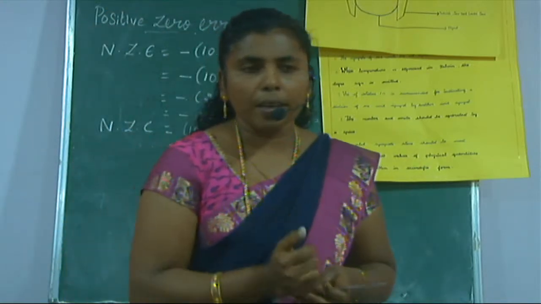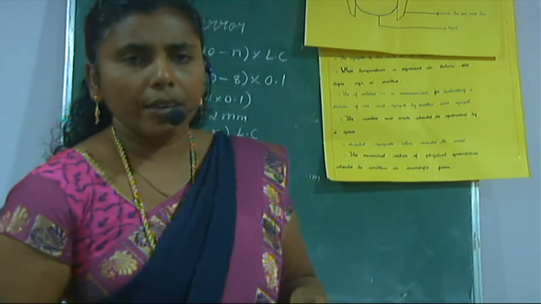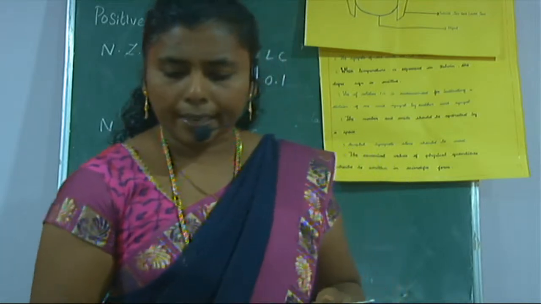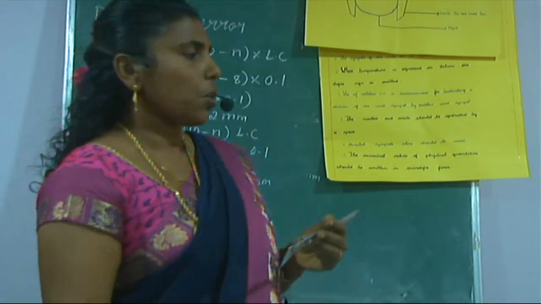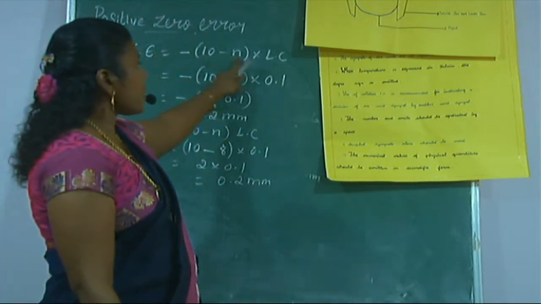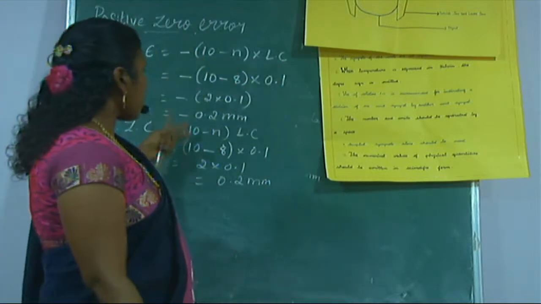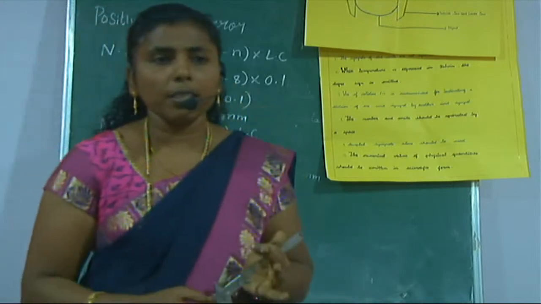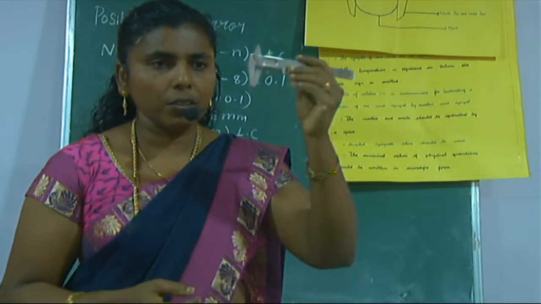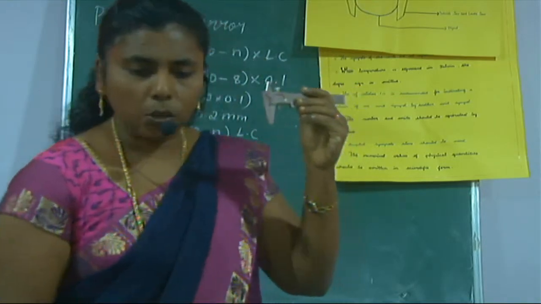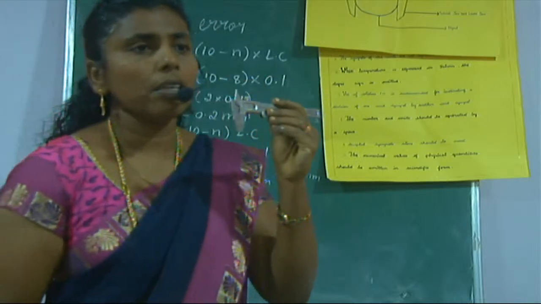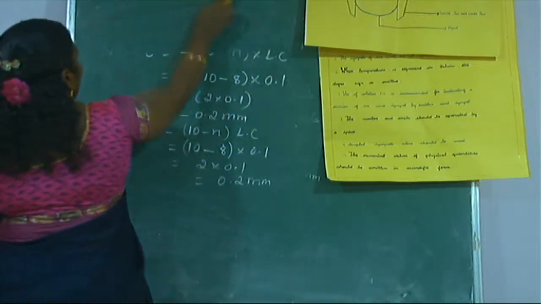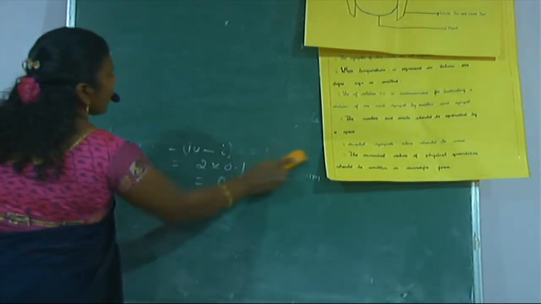Now negative zero error: the zero of the vernier scale is just shifted to the left of the main scale zero. That is the negative zero error. The formula for negative zero error is minus of (10 minus n) into LC. Zero correction means here minus, there plus it will come. So like that we have to find out the zero error. When you get this vernier caliper, first you have to find the least count and the zero error of the vernier caliper. Next one, how to find the thickness of an object.